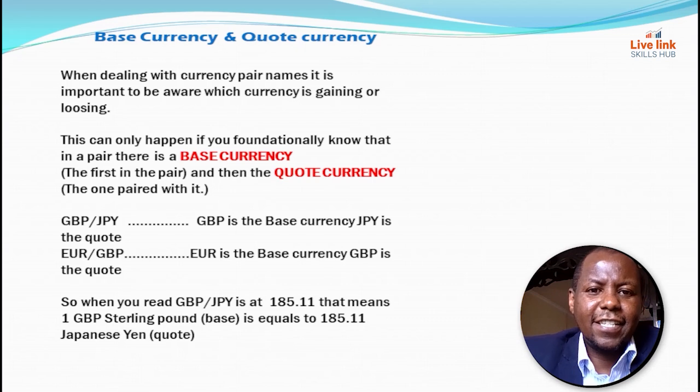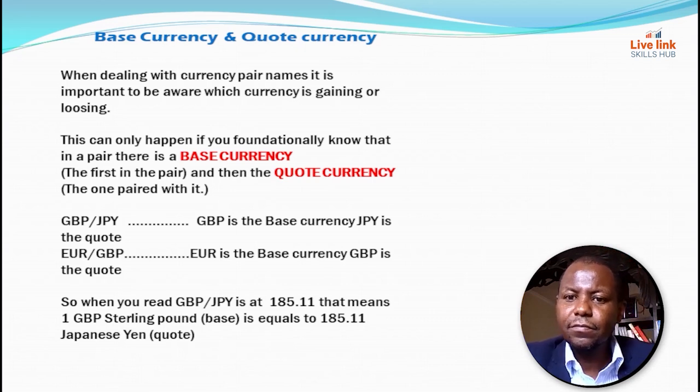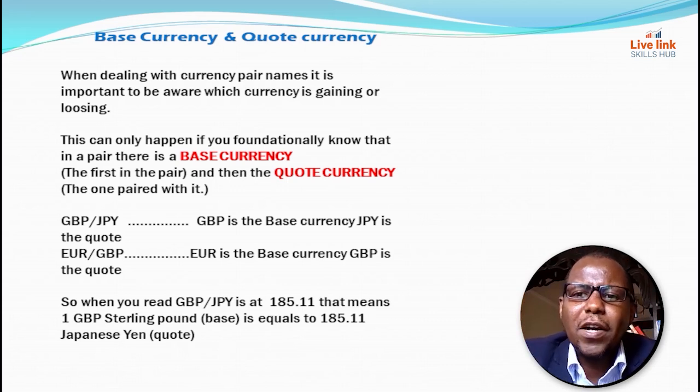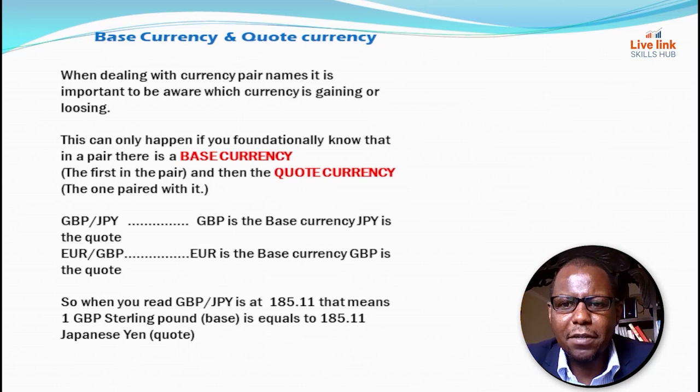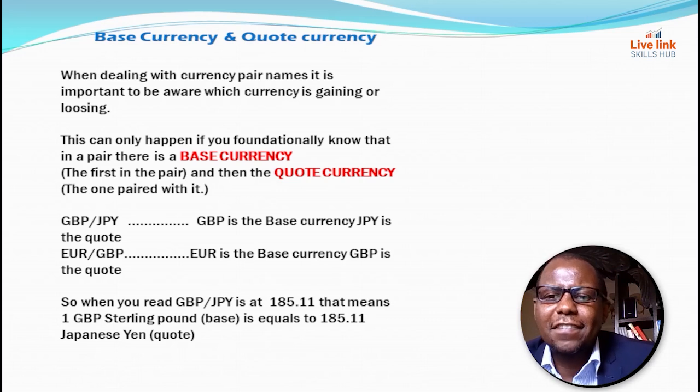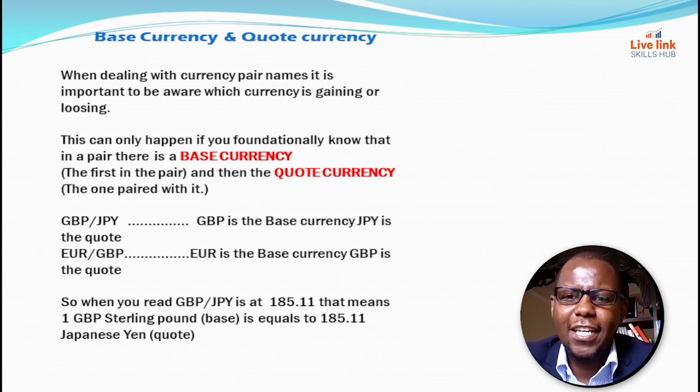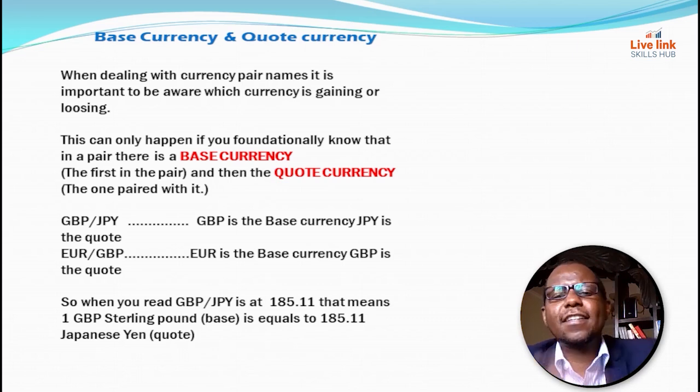So here is the example that we're giving. When you read GBP JPY is at 185.11, that's just a random number I've picked, that means that one British pound, one sterling pound, is the base and is equal to 185.11 of the Japanese yen. The one on the left is always 1. So 1 of the GBP is equal to 185 of the yen. So that's the exchange currency.